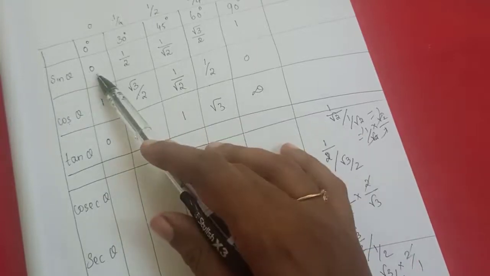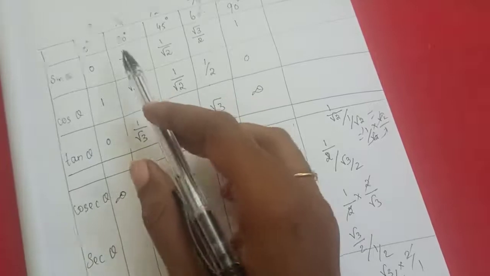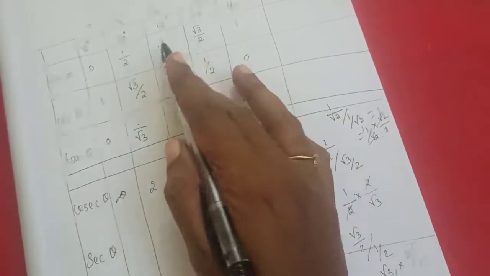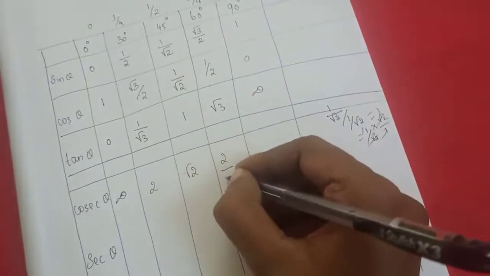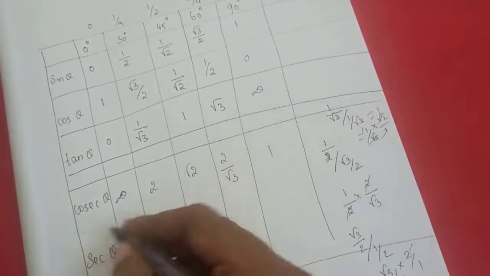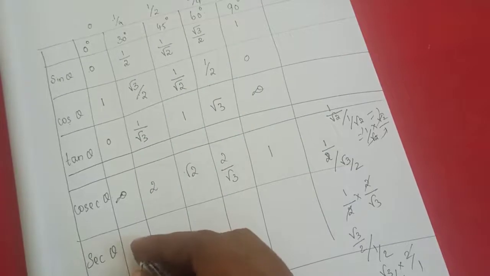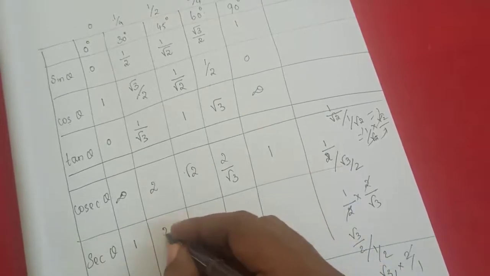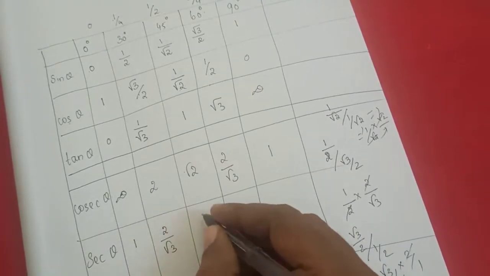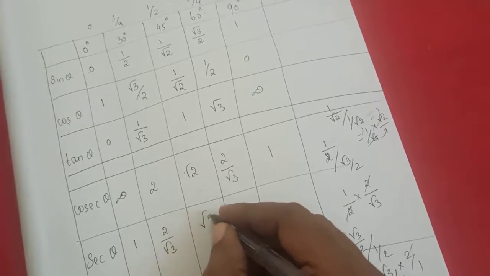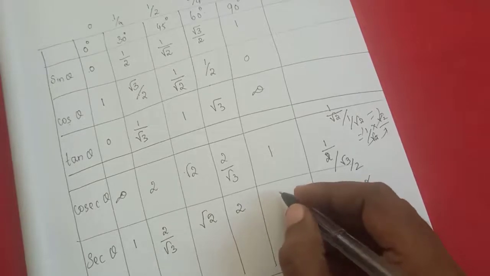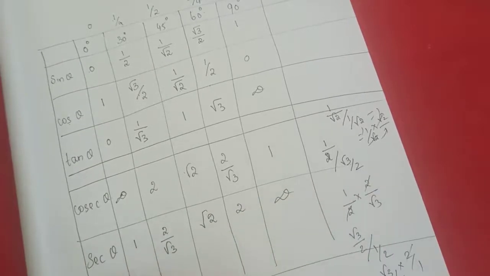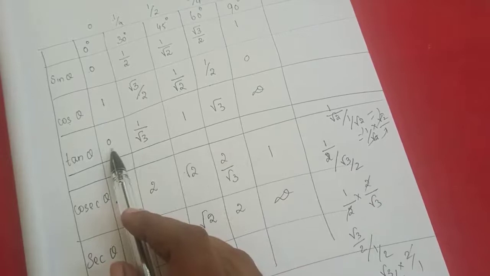So the reciprocal for 0, that is 1 by 0, that is undefined value. 1 by 2 means 2. 1 by root 2 means root 2. Reciprocal value, that's all. Next one, 2 by root 3. 1 means 1. Then next one, cos: 1 by 1 means 1. This one 2 by root 3. Then 1 by root 2 means root 2. Then 1 by 2 means 2. This one 0 means 1 by 0. This is undefined value.